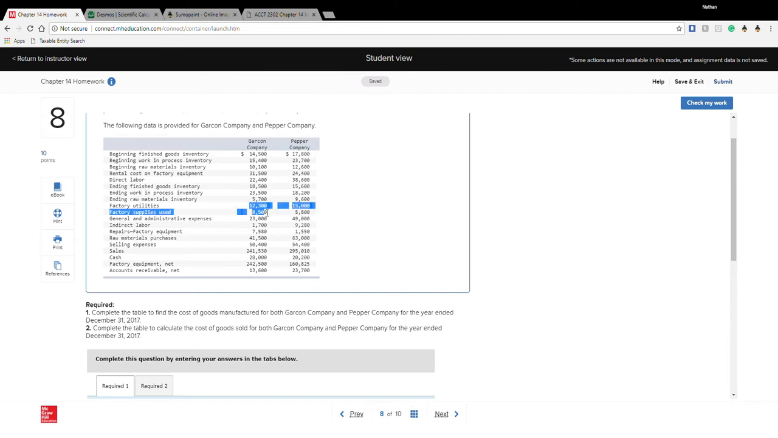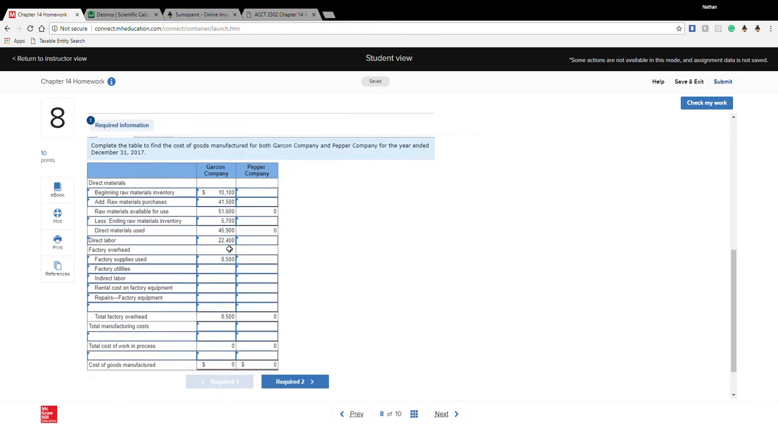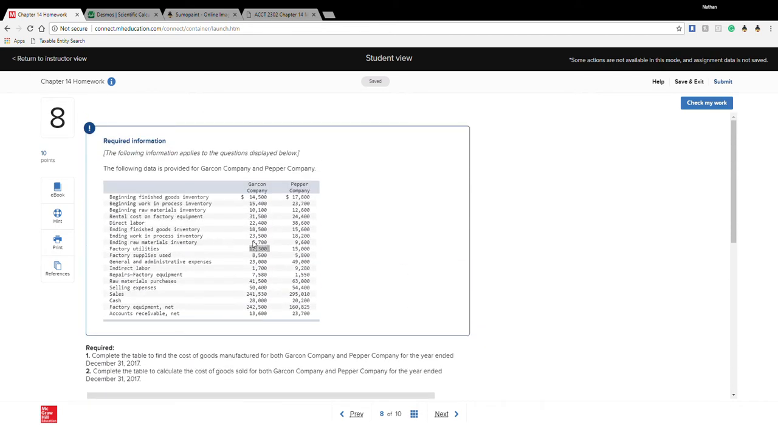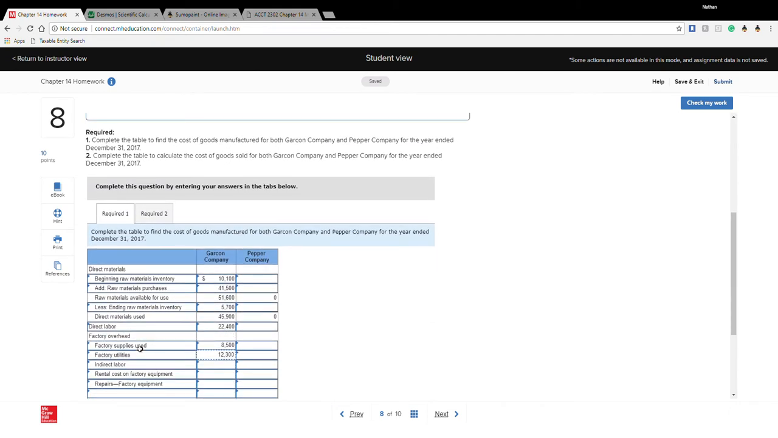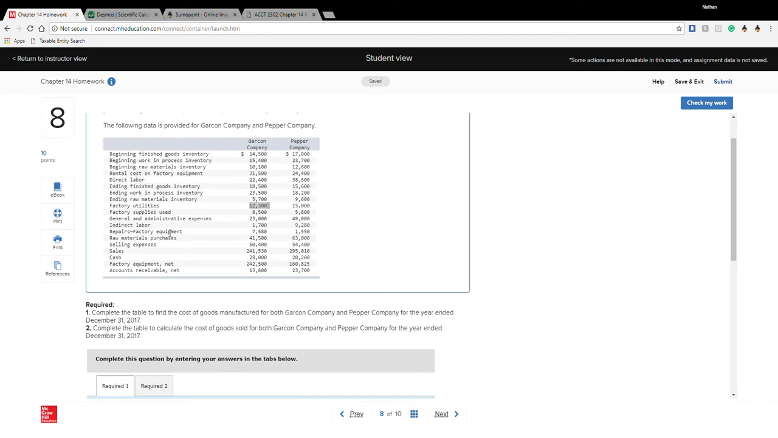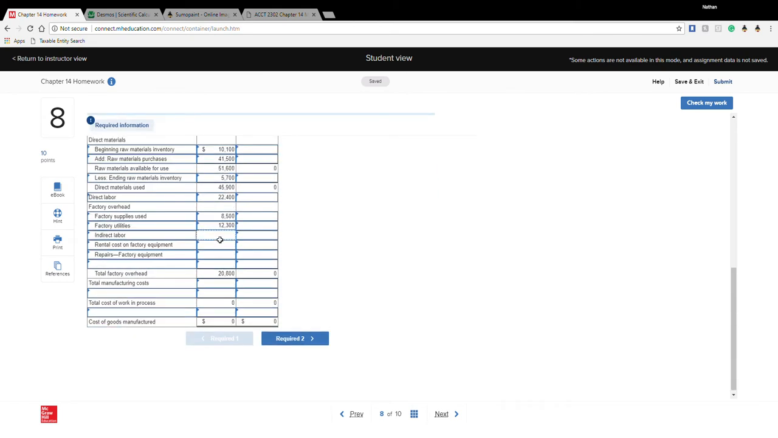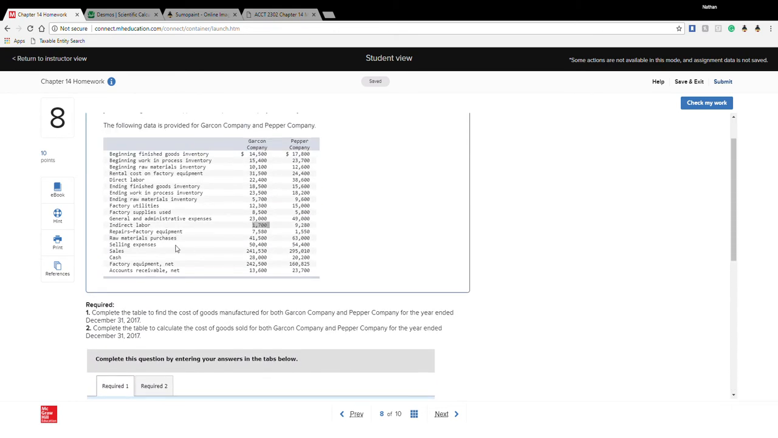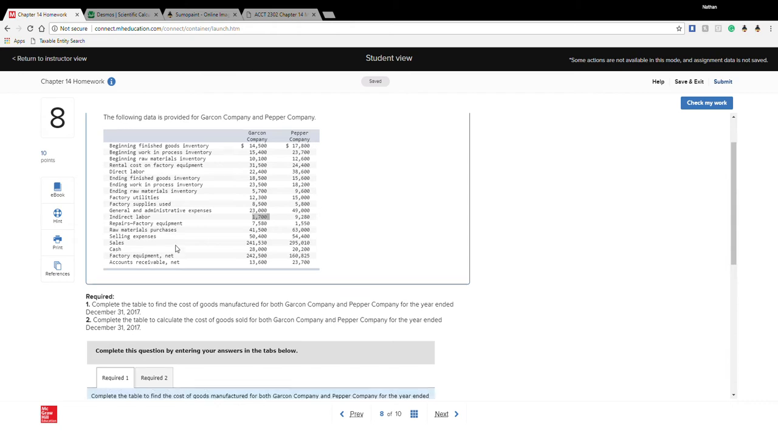Was right above it. 12,300. Again, a lot of jibba jabba up there, so sometimes it just helps to highlight and stuff. That's why I suggest to go ahead and print. I'm looking for indirect labor. Right there, 1,700. Again, you will notice that Connect is adding everything up for you, which is awesome. That saves us a little time.